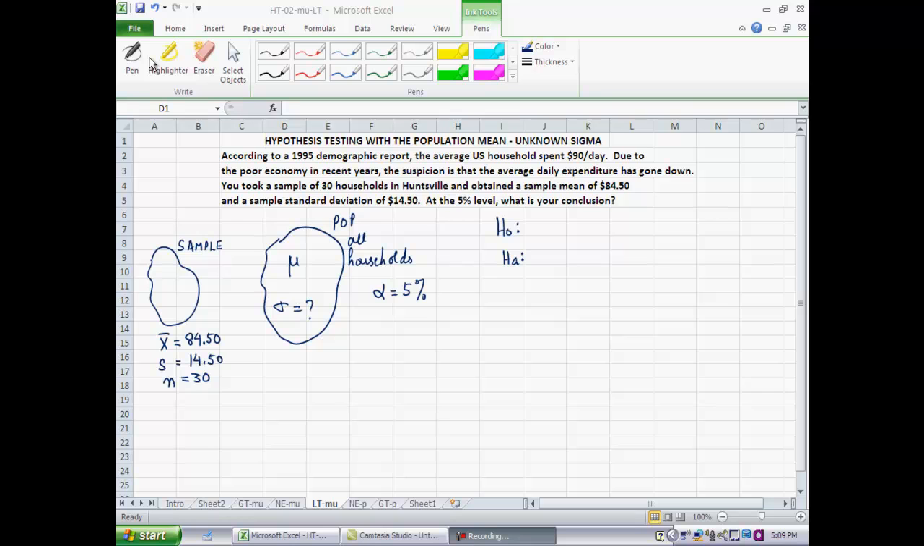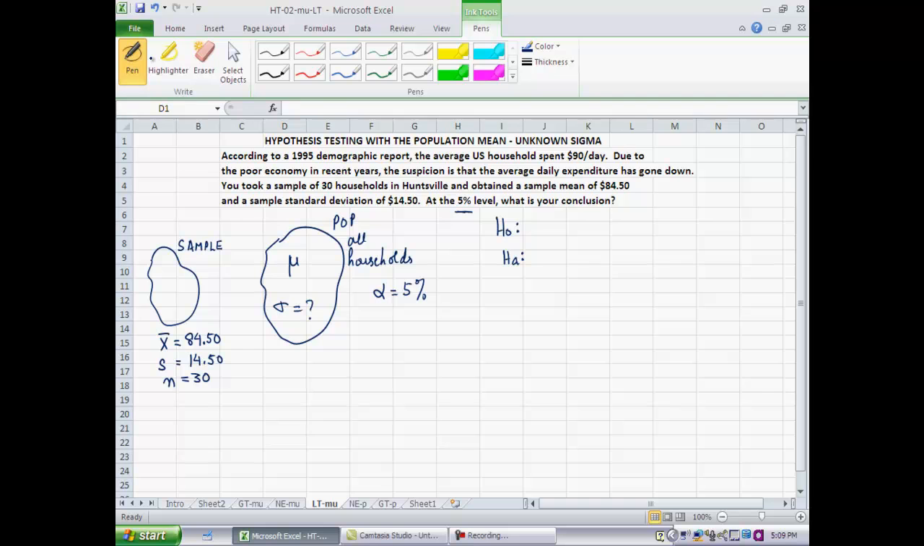So first of all, the 5% level that is given to you is the level of significance, meaning I'm willing to tolerate a 5% chance of making a type 1 error, calling the null hypothesis as false when in fact it's true, rejecting the null when in fact it's true. So I'm willing to accept a 5% risk of making that mistake.